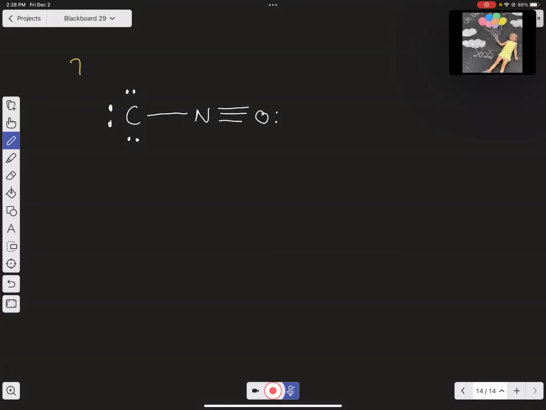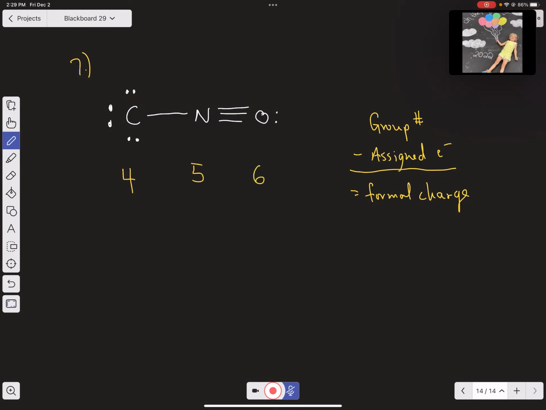So question 7 from the practice exam is asking us to determine the formal charge on this fulminate anion, right? So for formal charge, we want to do basically our group number minus assigned electrons. And that's going to give us our formal charge.